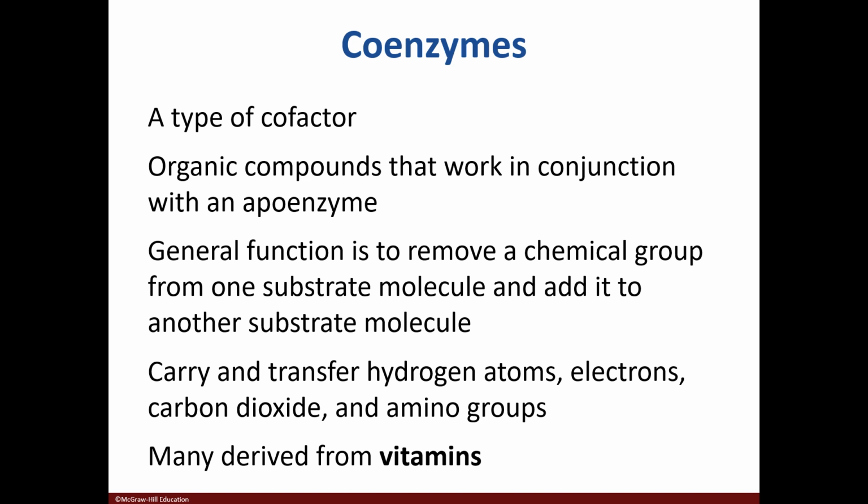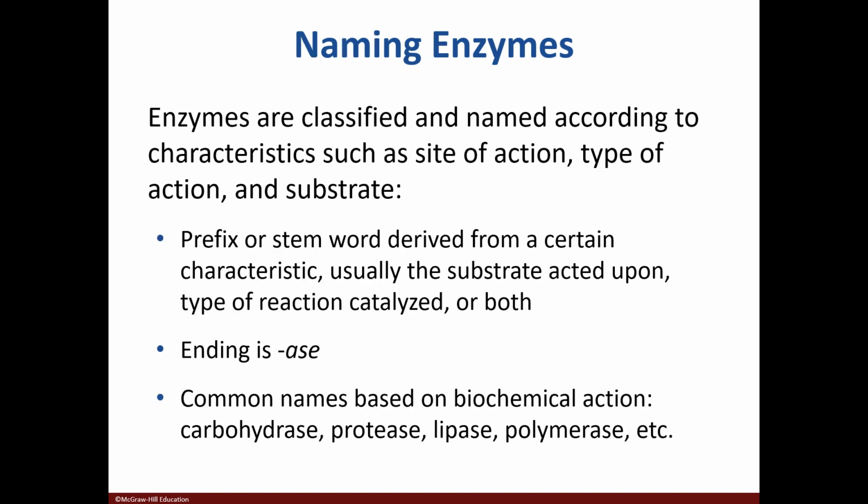Coenzymes are organic substances that can also serve as a cofactor. They can remove and add chemical groups. They're important in cellular respiration as they transport electrons and hydrogen ions. Enzymes are named by their actions, what substrate they bind, as well as the site of action. The prefix usually is determined by the substrate they act on, and the ending is "ase."